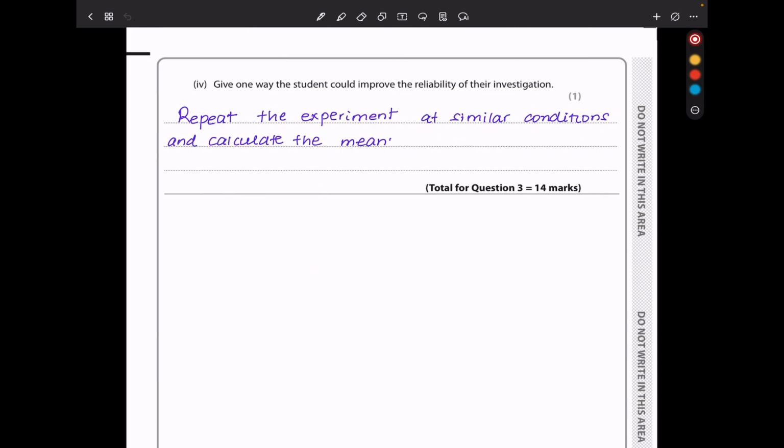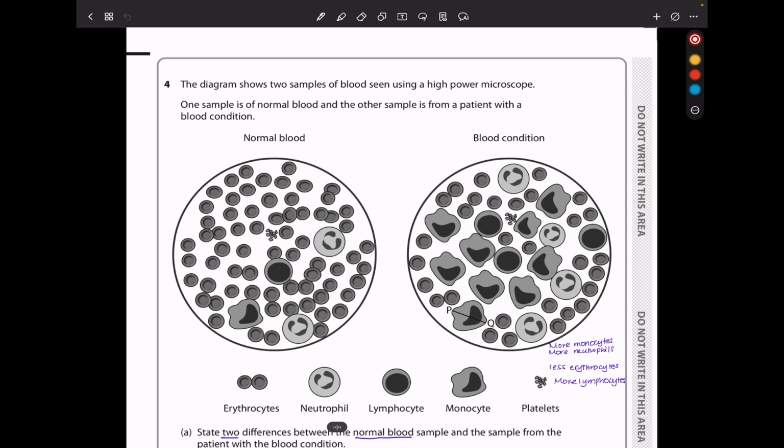And then they say give one way the student could improve the reliability of their investigation. They could do this by repeating the experiment at similar conditions and then calculating the mean. So this brings us to the end of question 3. Let's continue to question 4.